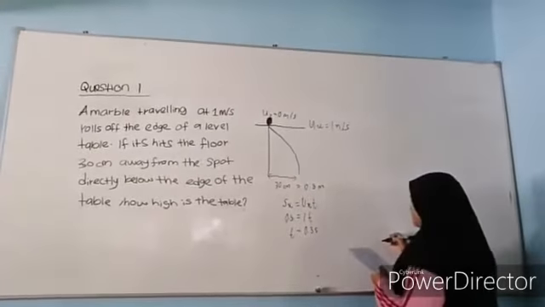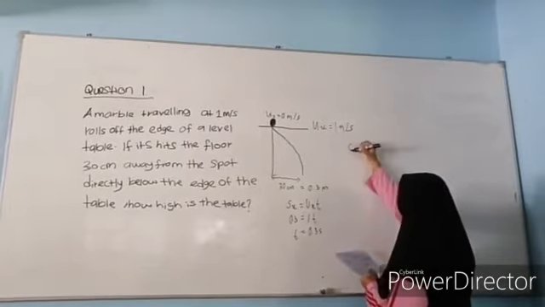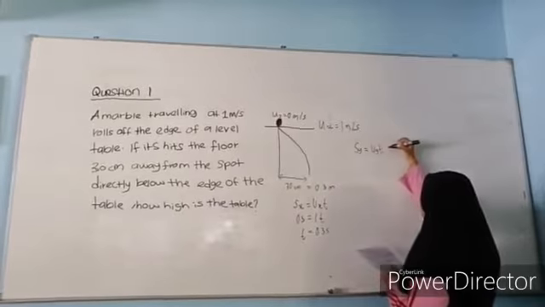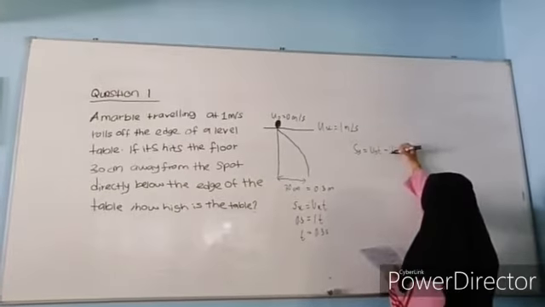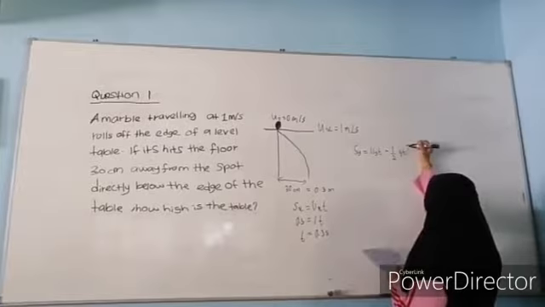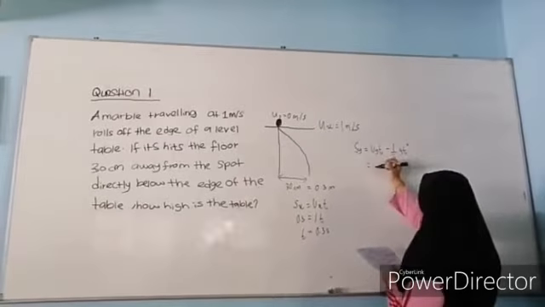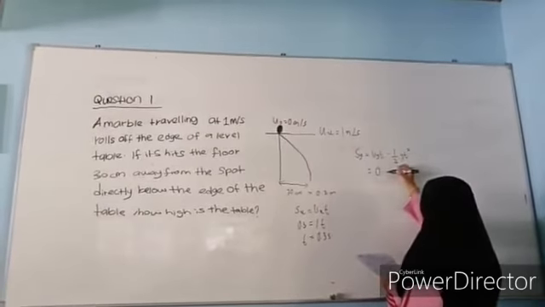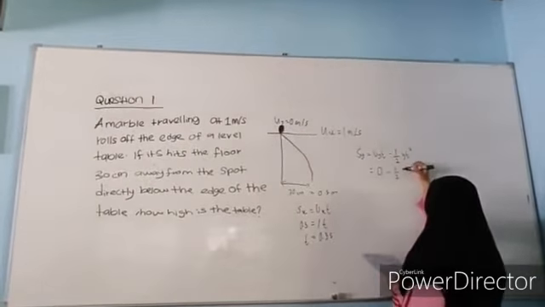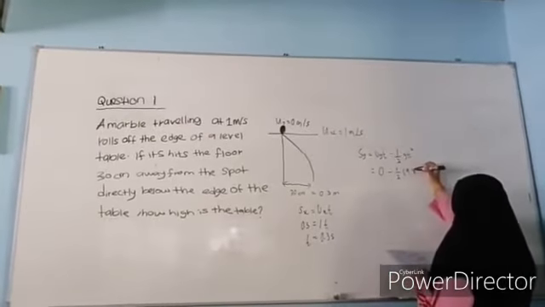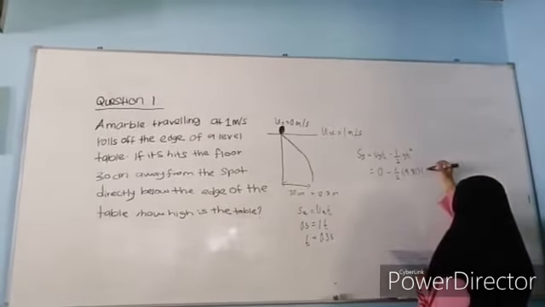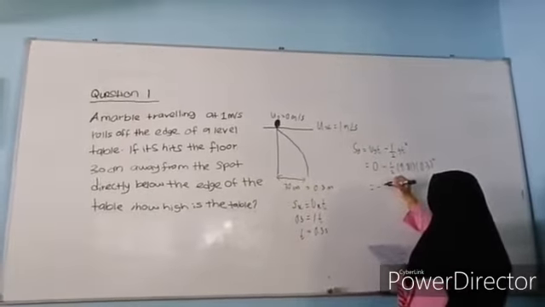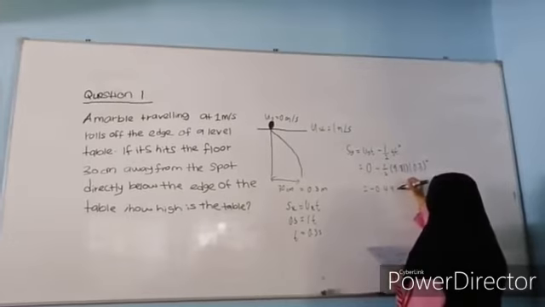To find the displacement of y, we use the formula sy equal to uyt minus 1 over 2 gt square. Substitute the value into this formula. Uyt multiplied by time is equal to 0, minus 1 over 2 multiplied by 9.81 multiplied by 0.3 square. So the final answer is 0.44 meter.